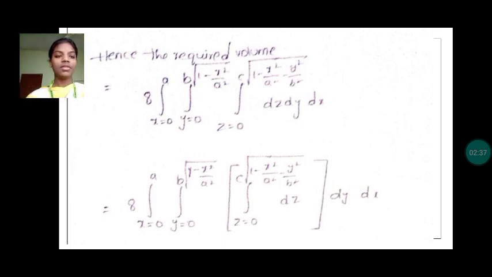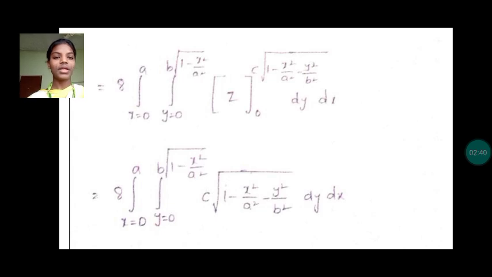By integrating dz we get z. So 8 ∫ x=0 to a ∫ y=0 to b√(1 − x²/a²) [z] with limits 0 to c√(1 − x²/a² − y²/b²) dy dx. That is 8 ∫ x=0 to a ∫ y=0 to b√(1 − x²/a²) c√(1 − x²/a² − y²/b²) dy dx.